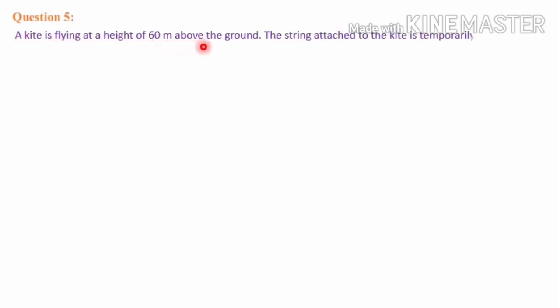Move on to question number 5. The question is, a kite is flying at a height of 60 meter above the ground.